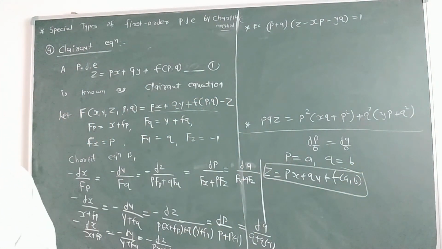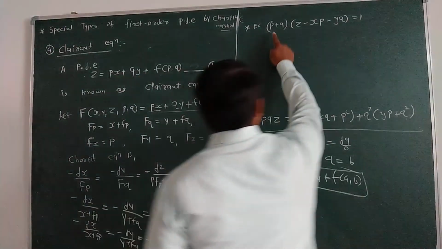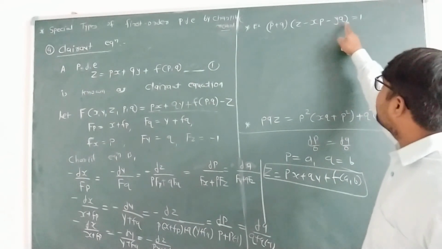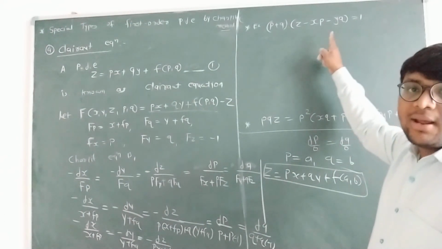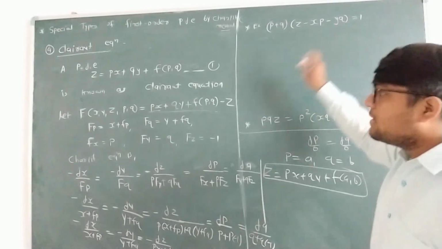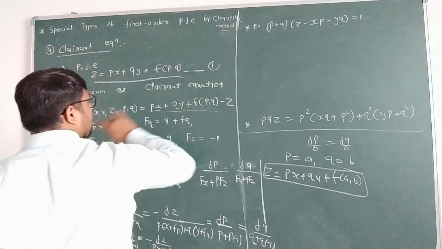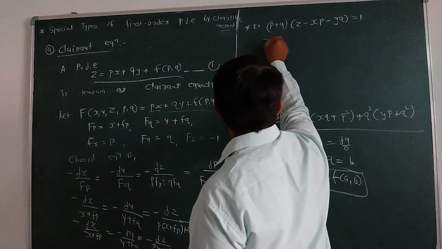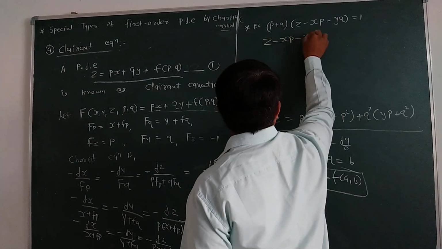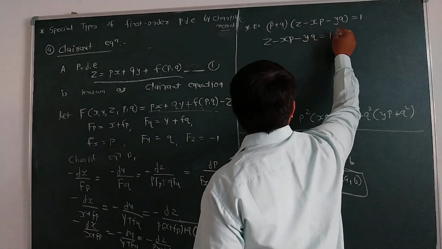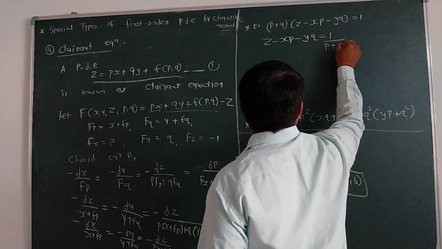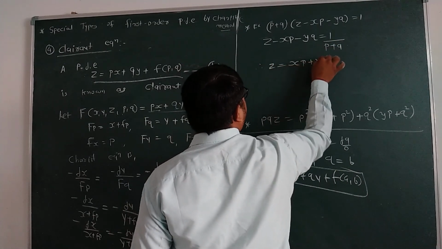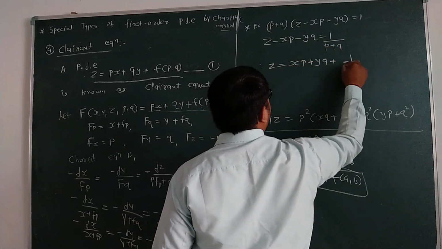Let's see the example, that is p plus q into z minus xp minus yq equal to 1. For a Clairaut equation, we have to convert this equation into the standard form. For this, I am dividing both sides by p plus q. So we get z minus xp minus yq equals 1 over p plus q. Therefore z equals xp plus yq plus 1 over p plus q.